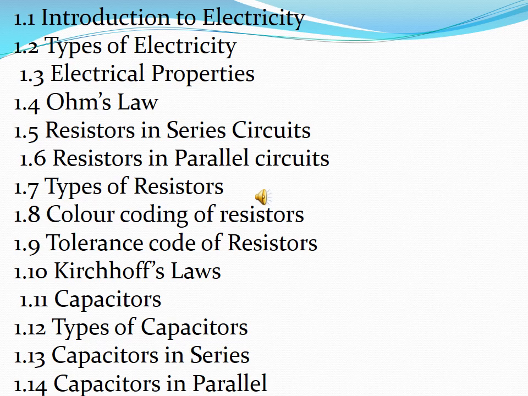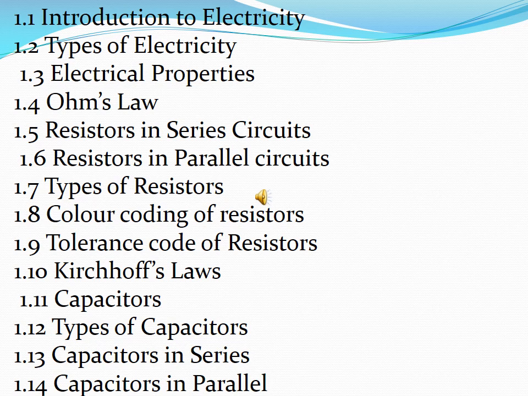Okay, you should mark. In the lesson, what are we going to learn? Chapter 1 name is Basic Electrical Principle. In this chapter, what are we going to learn? Introduction to Electricity, types of electricity, electrical properties, Ohm's law, resistor in series circuit, resistor in parallel circuit, types of resistor, color coding of resistor, tolerance code of resistor, Kirchhoff's law, capacitor, types of capacitor, capacitor in series and capacitor in parallel. Okay, did you understand? These are your topics.